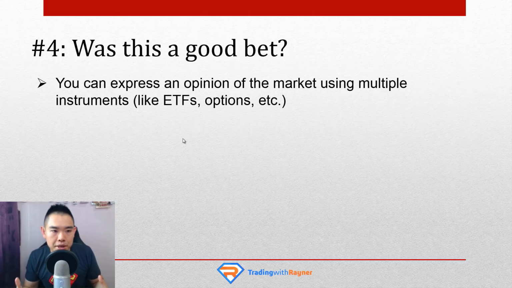So this is really one of the bigger lessons that I learned. Yes, this was a good bet to me, but what I should have done better is to express the bet across multiple instruments out there. Because oil, you don't just have one oil instrument called WTI. No, you can express it in ETFs, options, Brent crude oil, etc.